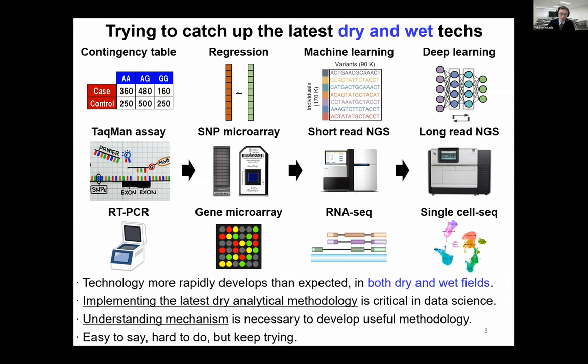Here is the history of the last 15 years of how we analyze association studies, DNA and RNA sequencing. Currently we are at deep learning, long read and single cell sequencing. So anyway, we always need to catch up and keep changing.